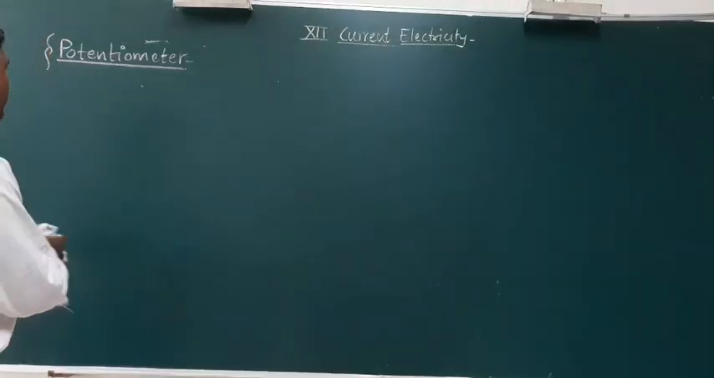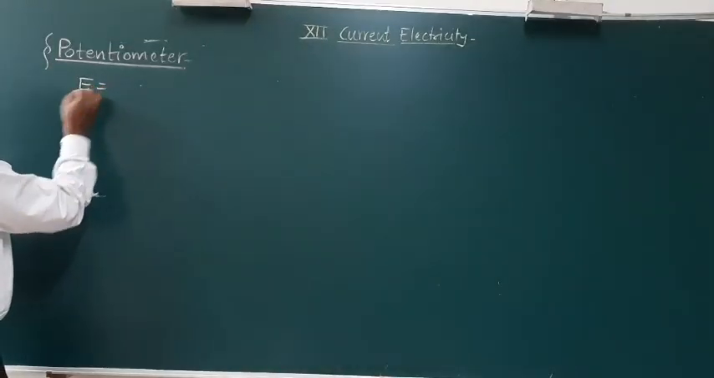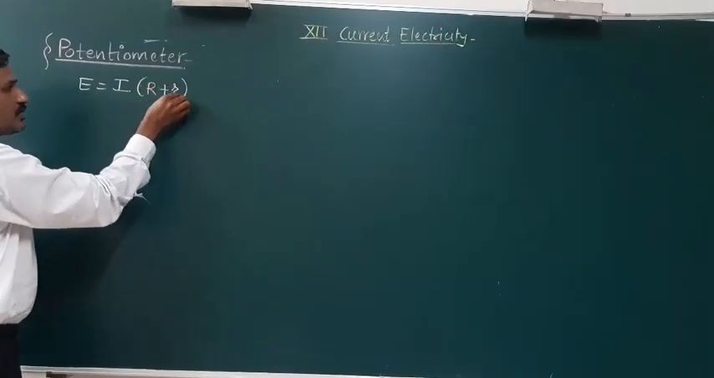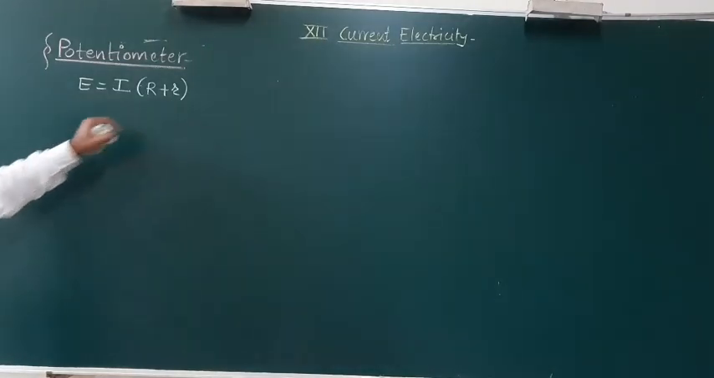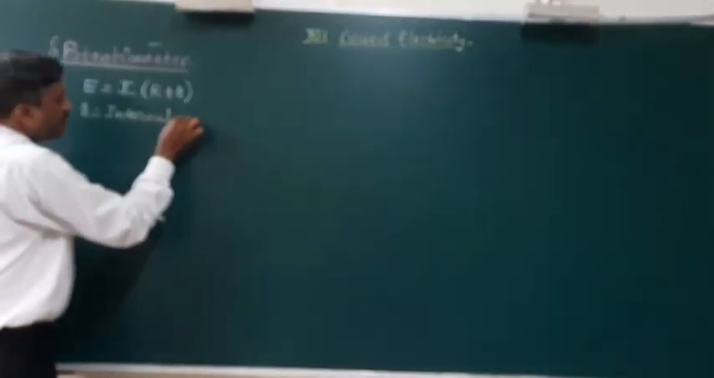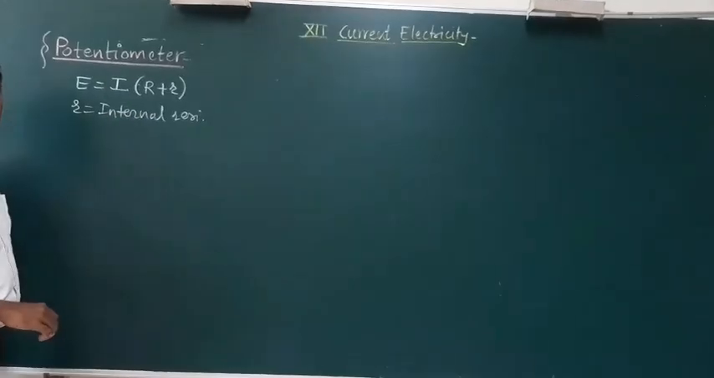In 11th standard, we saw one formula of the EMF, that is, the EMF of the cell is given by E equals I into capital R plus small r. Here what is the small r? Small r is the internal resistance of the cell, and this internal resistance depends on the normality of the solution and the distance between the two electrodes. On these two factors, the internal resistance of the cell depends.